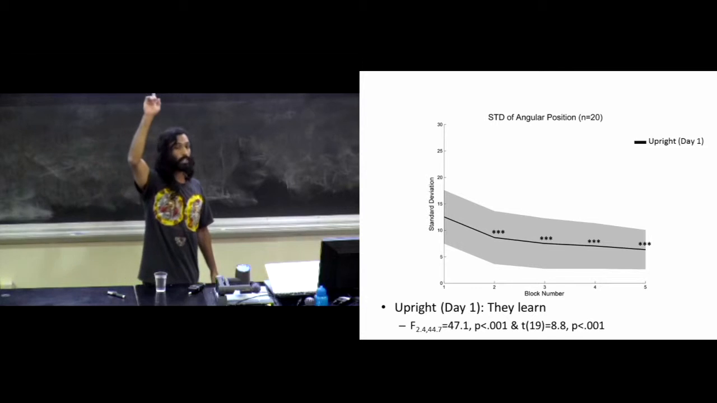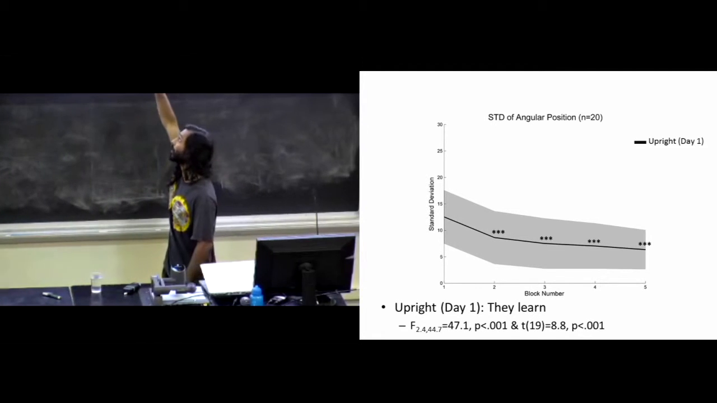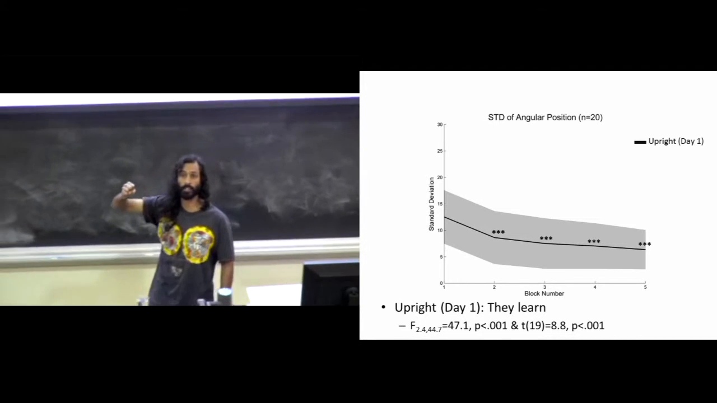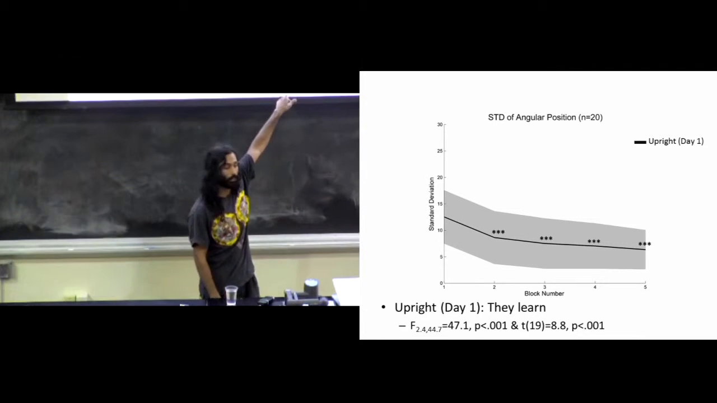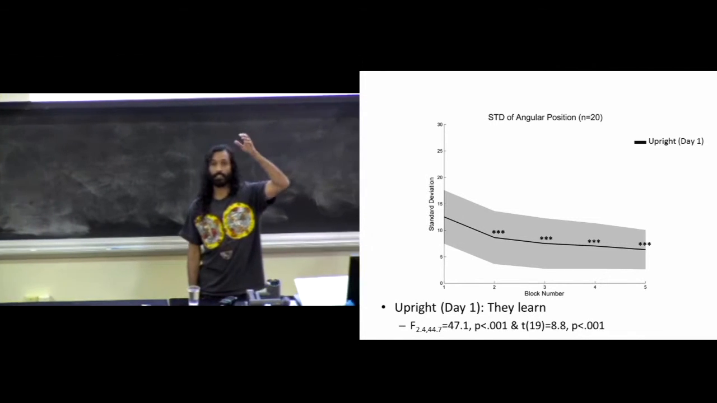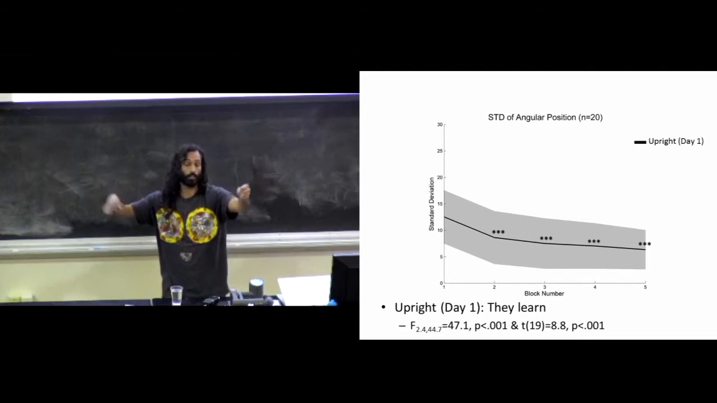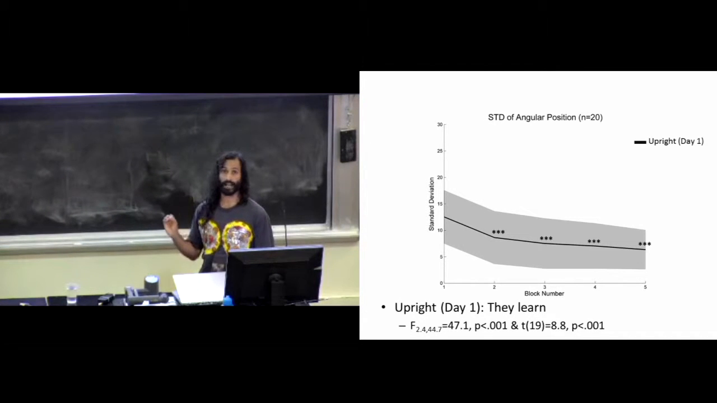What I've shown you over here is people who do upright balancing. And what you can see is that people in upright balancing learn to do the task. They learn to minimize their variability, which is supported by this ANOVA that I provided. And also these stars are t-tests done between the first block and the second, the first block and the third, and so on. So you can see that they reduce their variability. And now here comes the back condition.